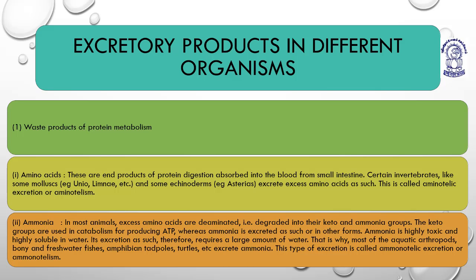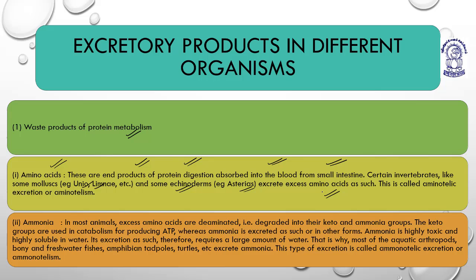Excretory products in different organisms. Waste products of protein metabolism and waste products of nucleic acid metabolism. We have actually divided them into these two categories. Amino acids are the end products of protein digestion absorbed in the blood from the small intestine. Certain invertebrates like some mollusks, Unio and Limax, and some echinoderms like Asterias excrete excess amino acids as such. This is called aminotelic excretion or aminotelism.